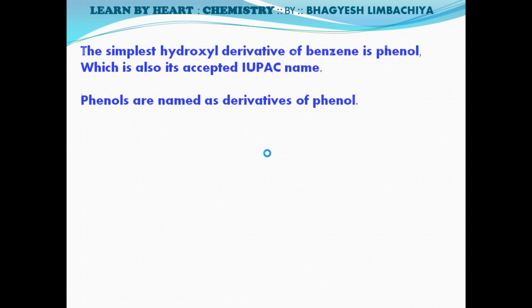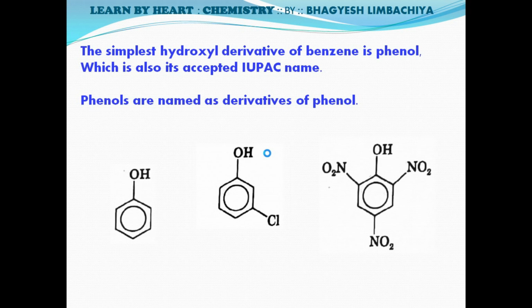Next, the simplest hydroxyl derivative of benzene is phenol, which is also its accepted IUPAC name. Now the phenols are named as derivatives of phenol. Consider the following substances. First is phenol, another is 3-chlorophenol, and the third is 2,4,6-trinitrophenol, and its common name is picric acid.